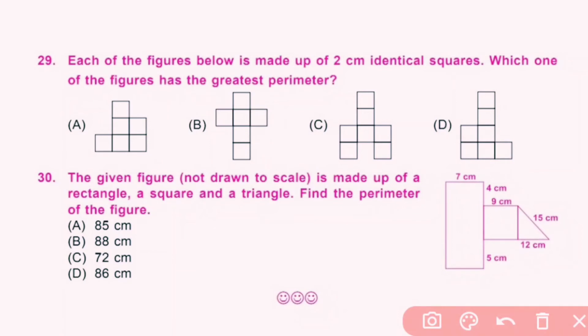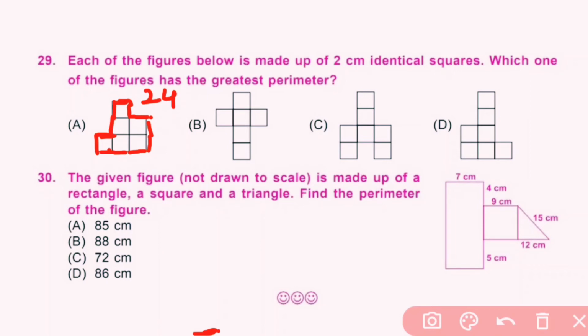Question number 29. Each of the figure below is made up of 2 cm identical squares. Which one of figure has the greatest perimeter? Now we check first one, A. This length is 2 cm. So 2 plus 2, 4, 6, 8, 10, 12, 14, 14 plus 2, 16, plus 2, 18, plus 2, 20, 22 and 24. So perimeter of A is 24 cm.